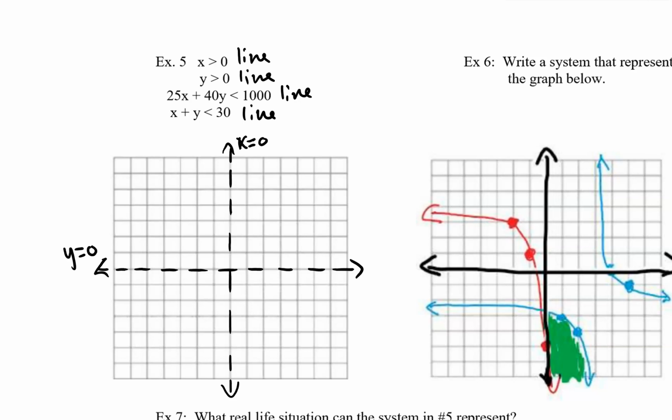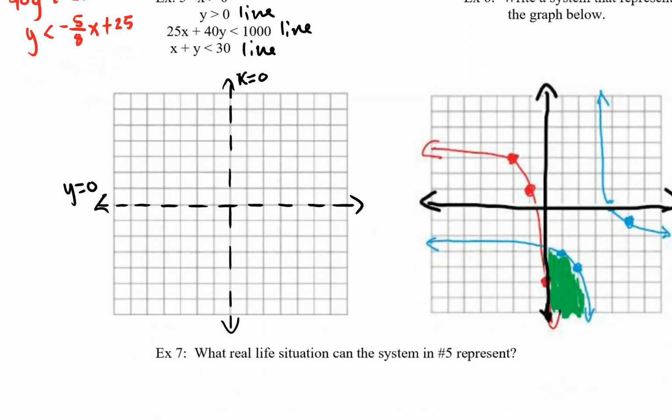Now I need to do some work on these other ones. I need to solve this other one. So I'm going to start here and say subtract your 25x to the other side. So this is going to be negative 25x plus 1,000. And then I'm going to divide by 40. So y is going to be less than or equal to negative, taking a 5 out, 5 over 8 x, and then 40 into 1,000, that's going to be 25. So plus 25. So there's that line.